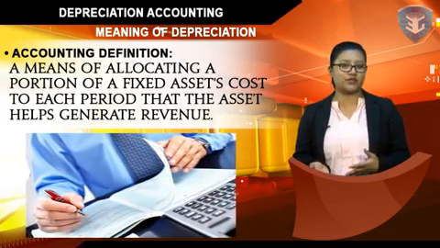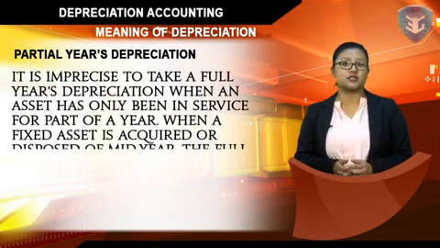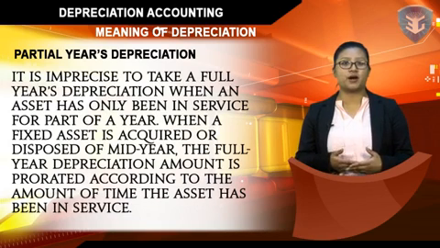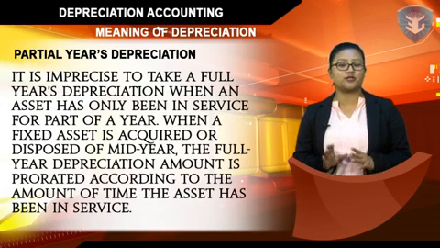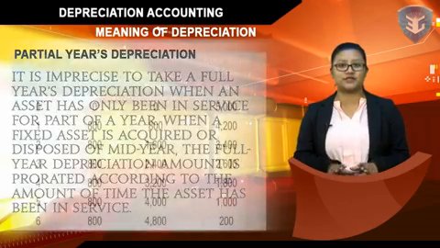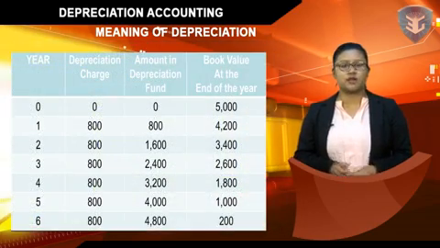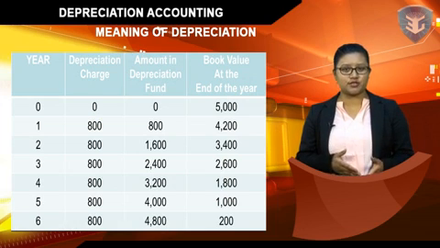Partial year's depreciation: it is imprecise to take a full year's depreciation when an asset has only been in service for part of a year. When a fixed asset is acquired or disposed of mid-year, the full year depreciation amount is prorated according to the amount of time the asset has been in service. There are several simplified conventions used to do this. The convention chosen affects the amount of depreciation in the first and last accounting periods.